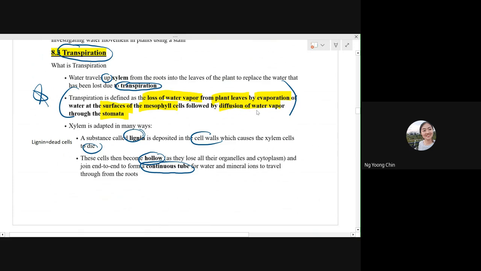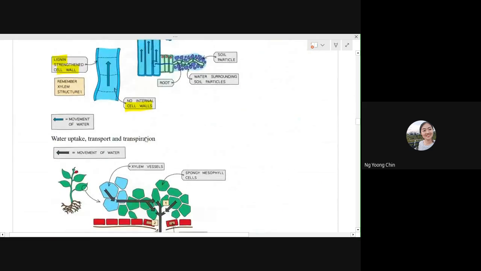followed by diffusion of the water vapor through the stomata. The water vapor is found inside the air space of the spongy mesophyll cells, right? After that, it will be released to the outside through the stomata. Because the stomata is a pore which allows gaseous exchange, it also allows the release of water molecules. Okay, so that's all for the xylem.